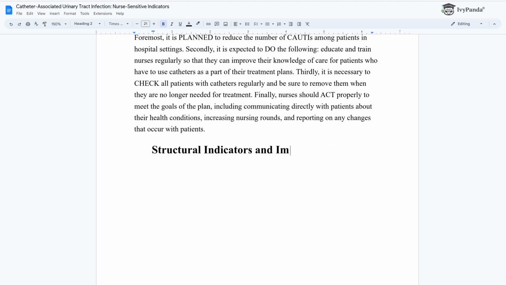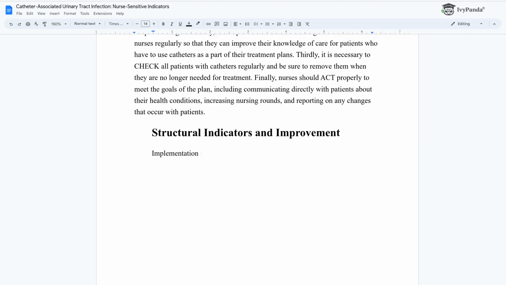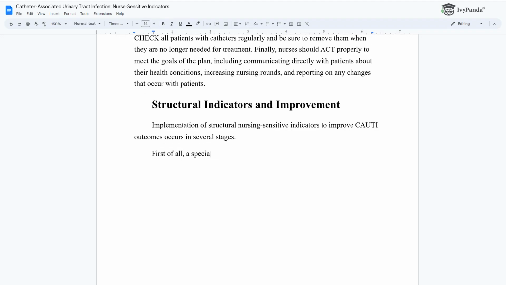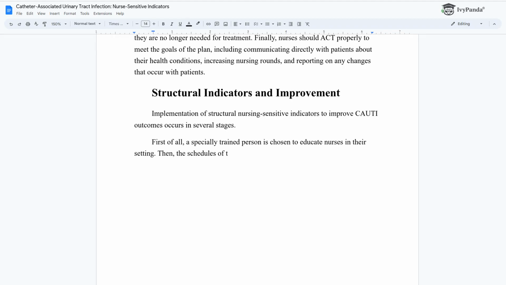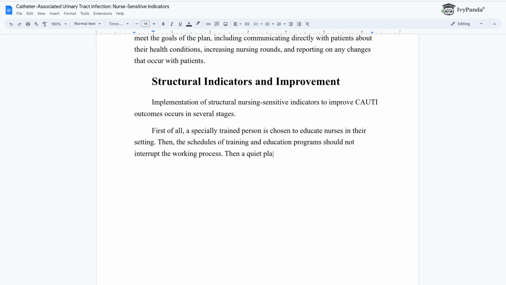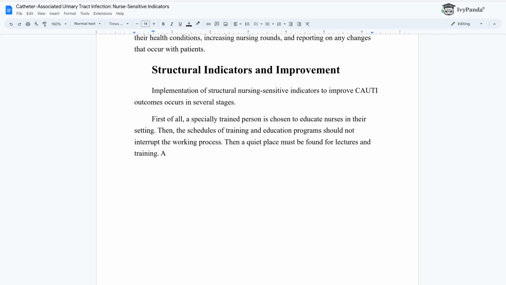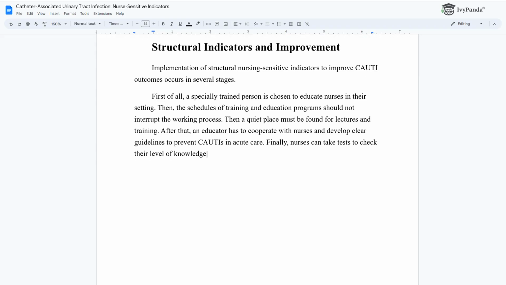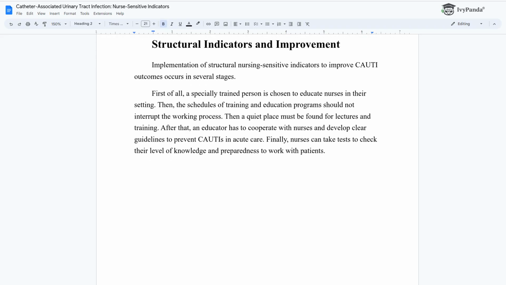Structural indicators and improvement. Implementation of structural nursing-sensitive indicators to improve CAUTI outcomes occurs in several stages. First of all, a specially trained person is chosen to educate nurses in their setting. Then, the schedules of training and education programs should not interrupt the working process. Then a quiet place must be found for lectures and training. After that, an educator has to cooperate with nurses and develop clear guidelines to prevent CAUTIs in acute care. Finally, nurses can take tests to check their level of knowledge and preparedness to work with patients.